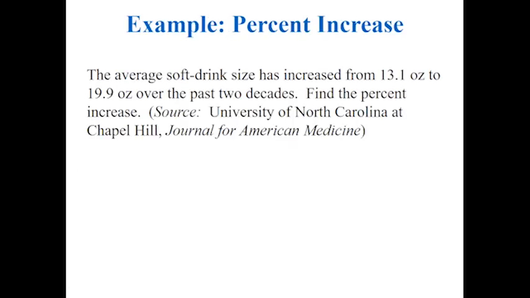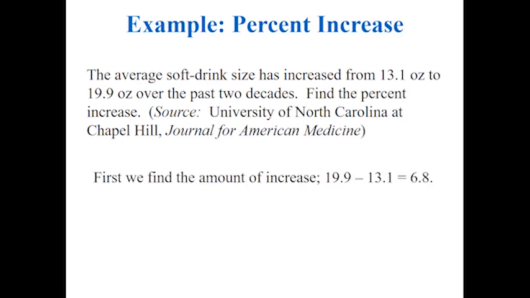The average soft drink size has increased from 13.1 ounces to 19.9 ounces over the past 2 decades. Find the percent increase. So first we need the amount of the increase. To find the amount of the increase, we take our big number, we subtract the small number. 19.9 minus 13.1 is 6.8.